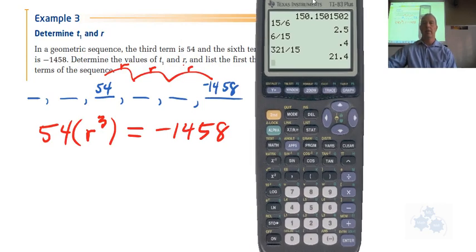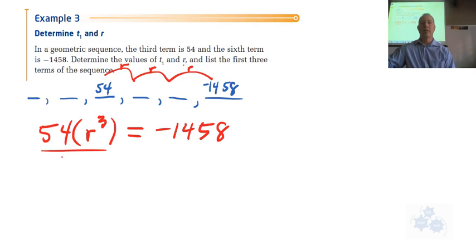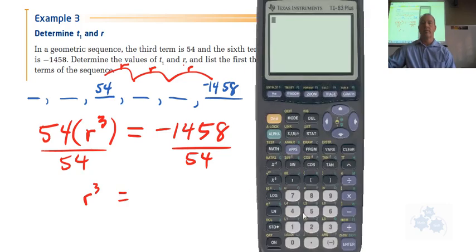So let's clear that up. What I need to do is divide by 54 first of all. I'm going to have r cubed equals negative 1458 divided by 54, which is negative 27.